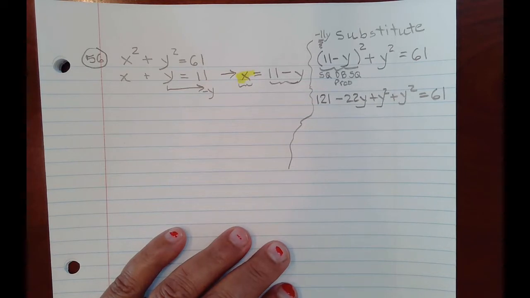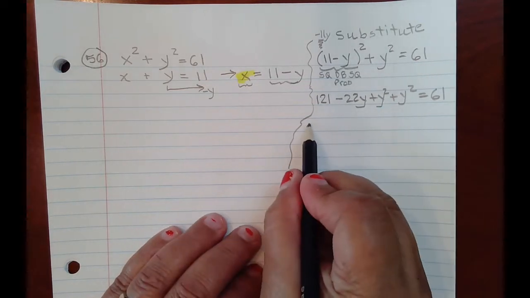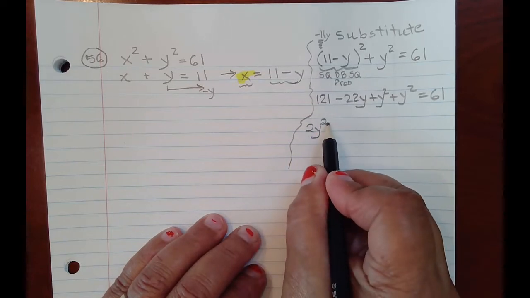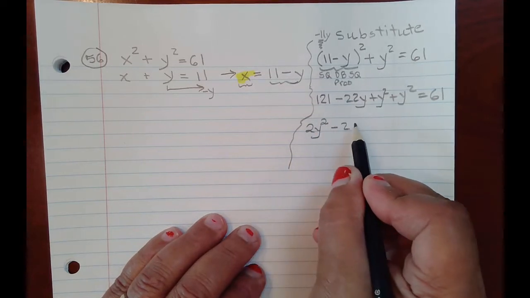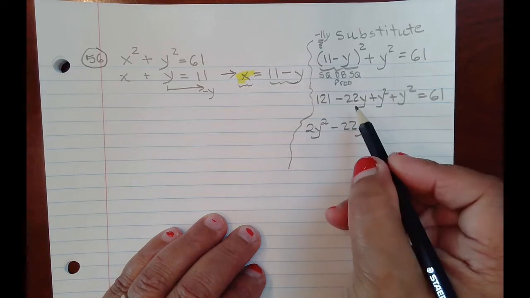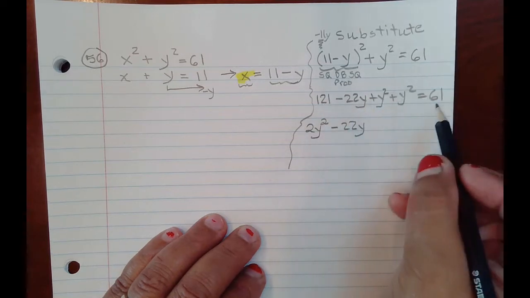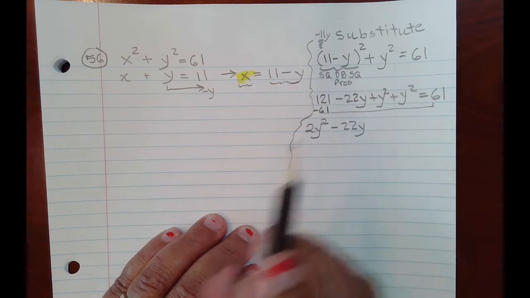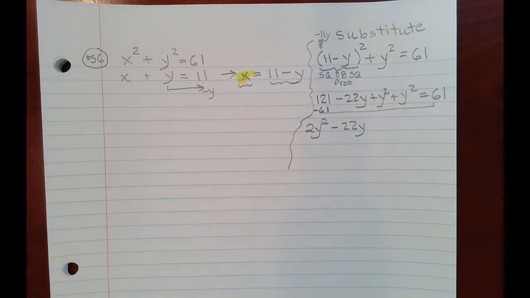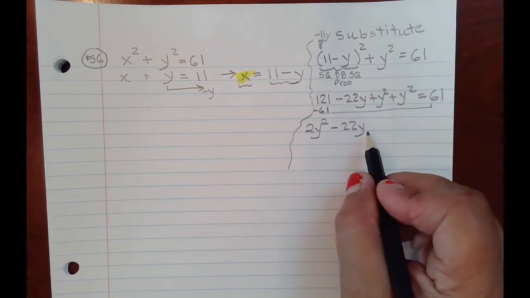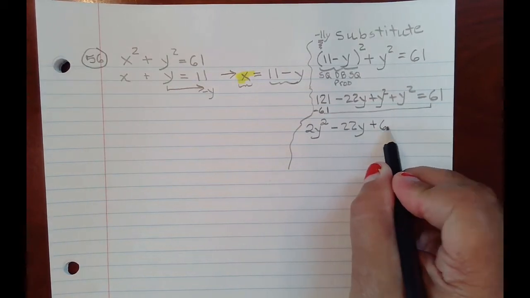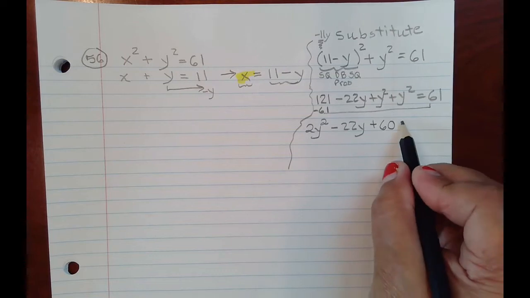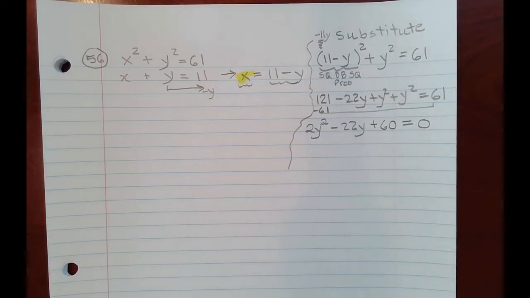Okay, so now we're going to try and clean this up. 1y squared and 1y squared would be 2y squared, minus 22y on our linear term. So I did that one, and that one. I have a 121, and I'm going to bring this 61 to this side so that we have everything on one side. Okay, so 121 minus 61 is 60. Positive 60 is equal to 0.